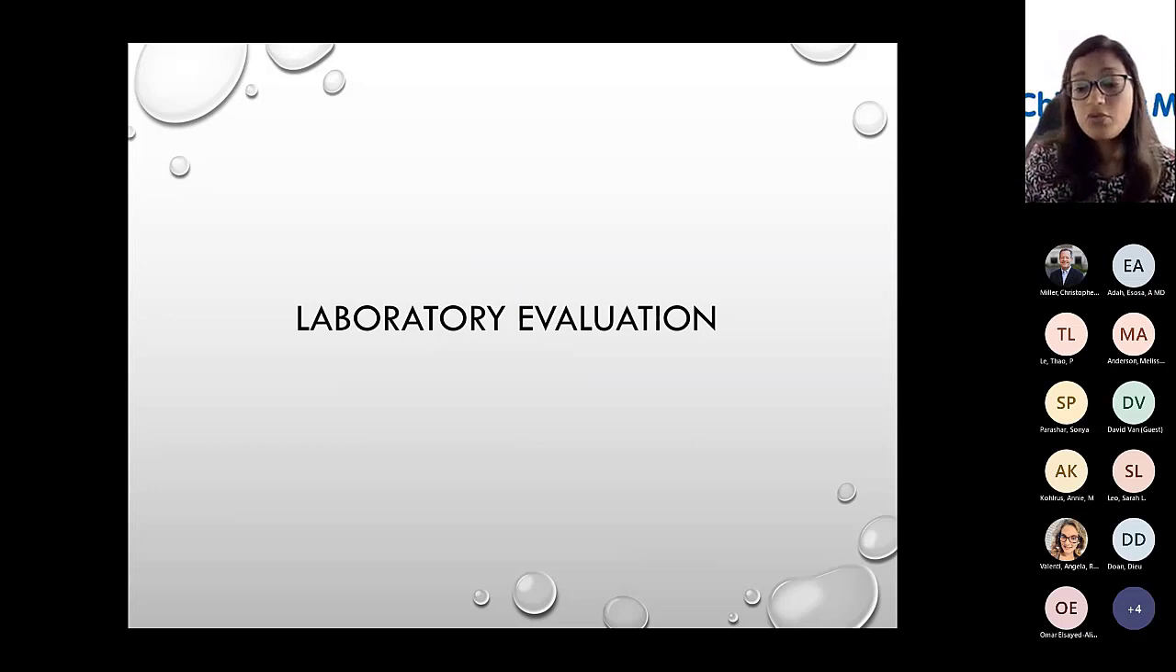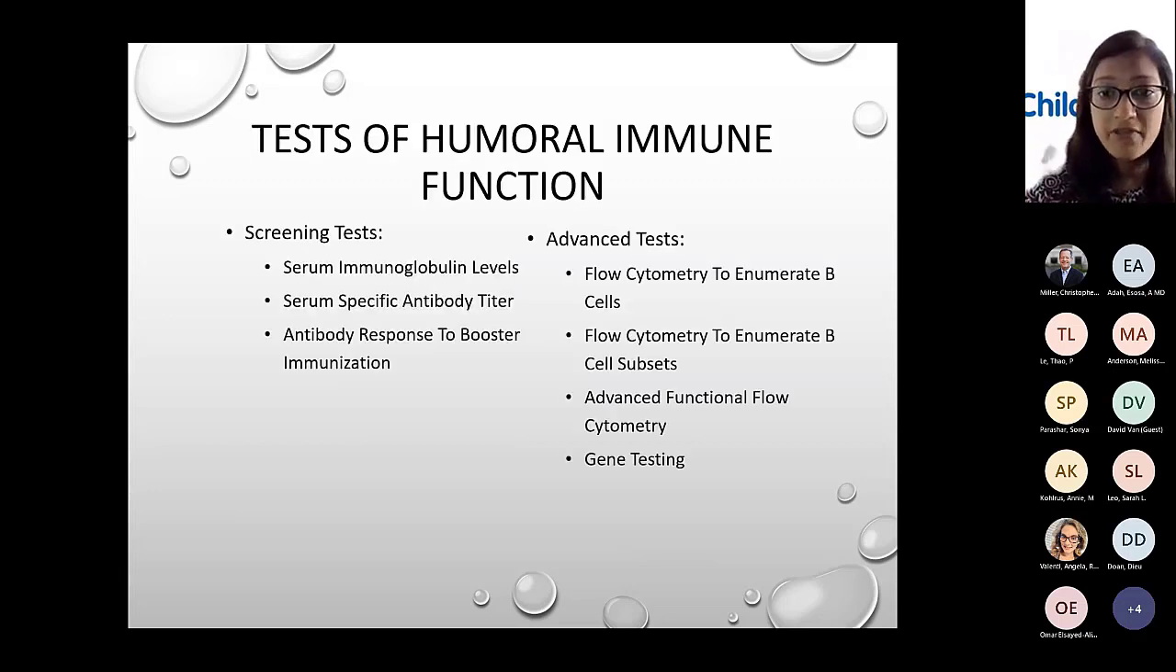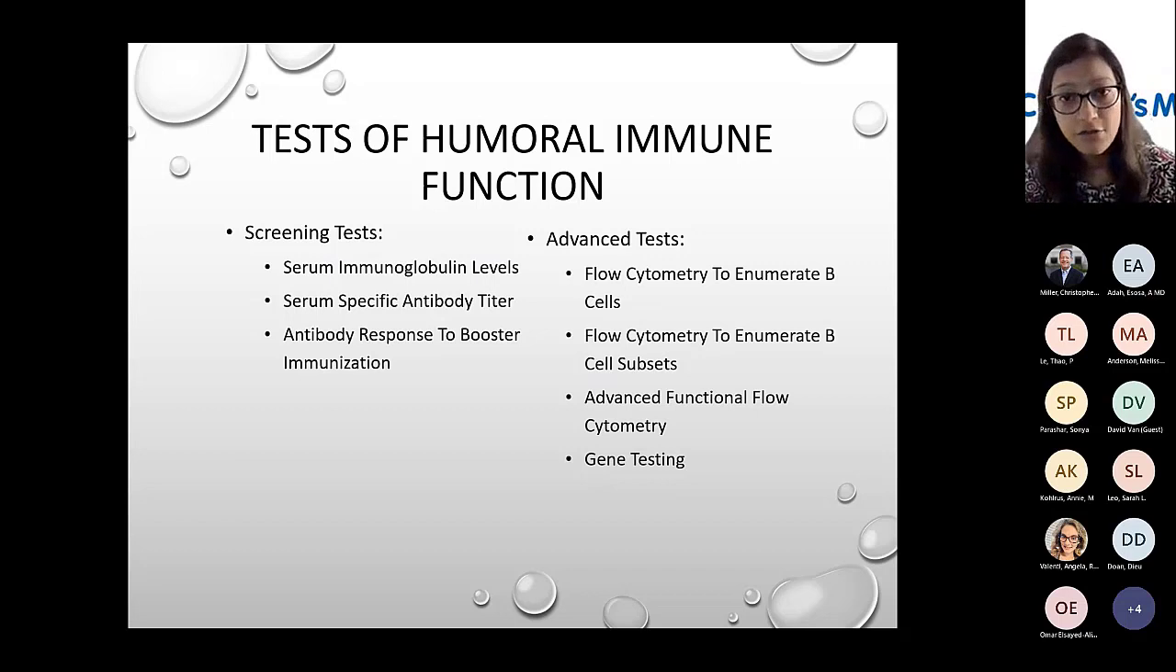All right. So the big part of evaluation is lab evaluation. Always remember, a couple of things to take home from this talk: any kind of immune evaluation should look at quantitative and qualitative data. And most of the lab results have age-appropriate ranges.